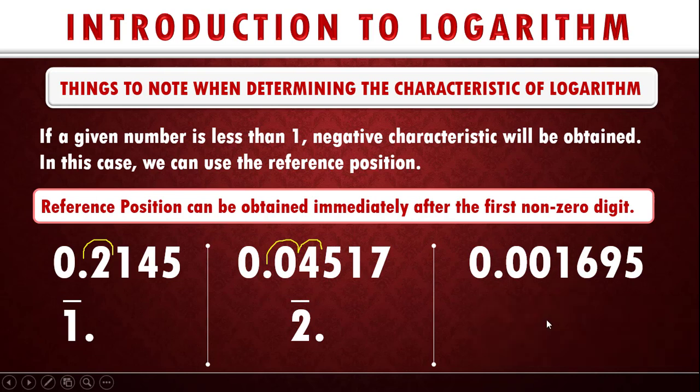The next thing to do is to count from your decimal point. So let's do that. Counting now, we'll take it this way: 1, 2, and 3 to where our reference position is. So that definitely means that we will have the characteristic of bar 3.